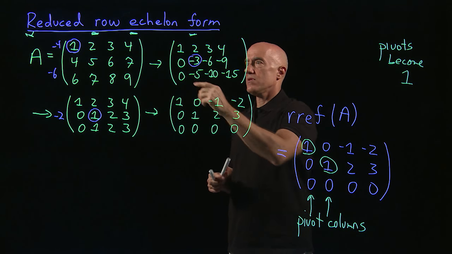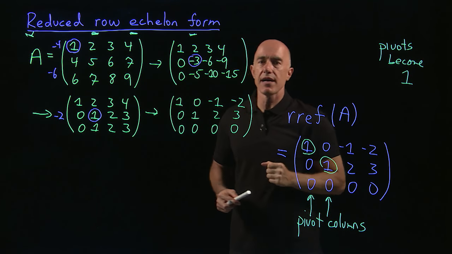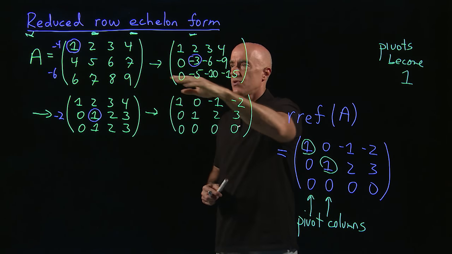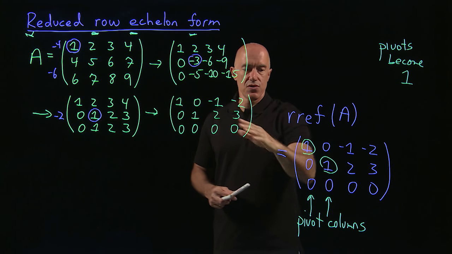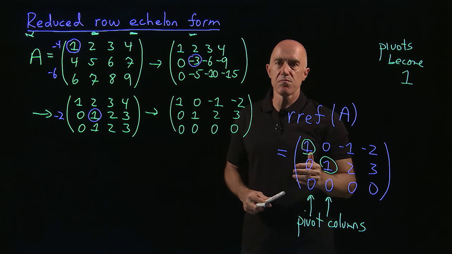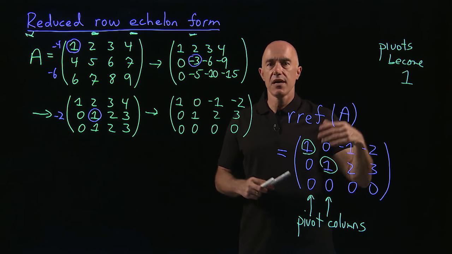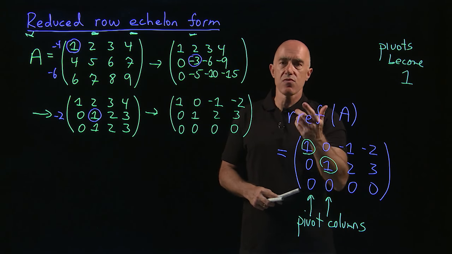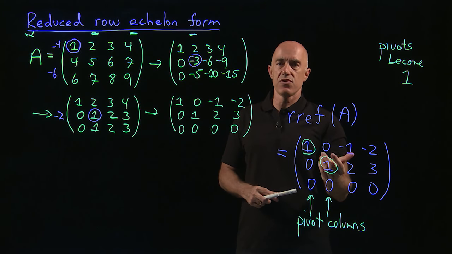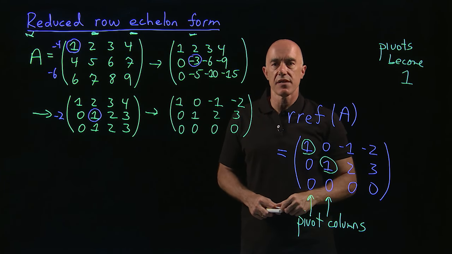So let me review. The reduced row echelon form of a matrix is what you get when you use this process of row elimination, similar to Gaussian elimination, to convert this matrix into columns that have pivots, where the pivots are 1 and 0 above and below the pivot, and columns that don't have pivots. Okay, so pivot columns and non-pivot columns. Later, when we do more theoretical things with vector spaces, we'll see why it's important to know, given a matrix, how many columns are pivot columns and how many are non-pivot columns.